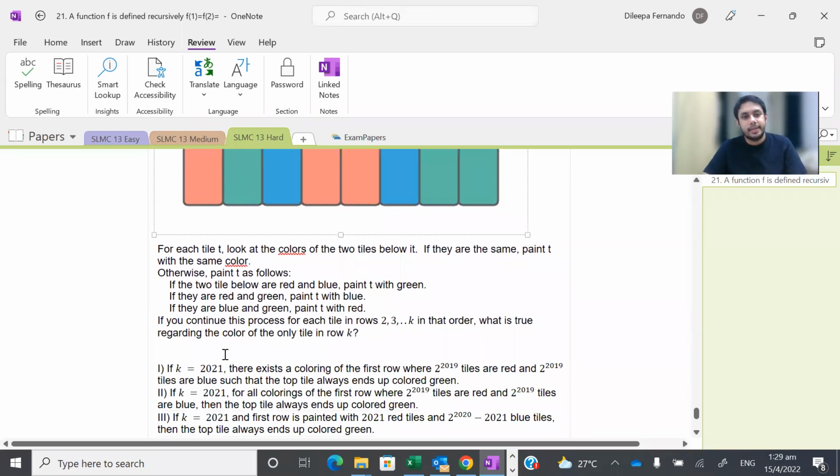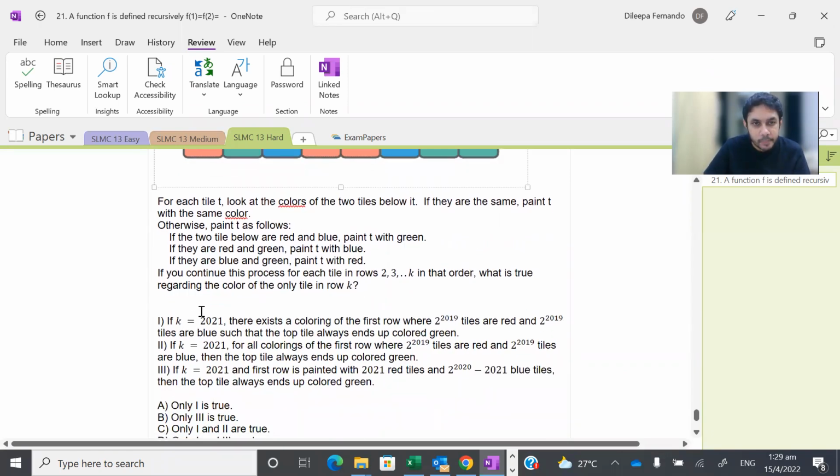Now let's see the statements. If k equals 2021, there is a coloring in the first row where 2 to the power 2019 tiles are red, and the rest are blue. And you can see that all the statements are written for k equals 2021. For the first statement, it says that there exists a coloring, so you need to choose just one coloring such that this condition is satisfied, so that it ends up green.